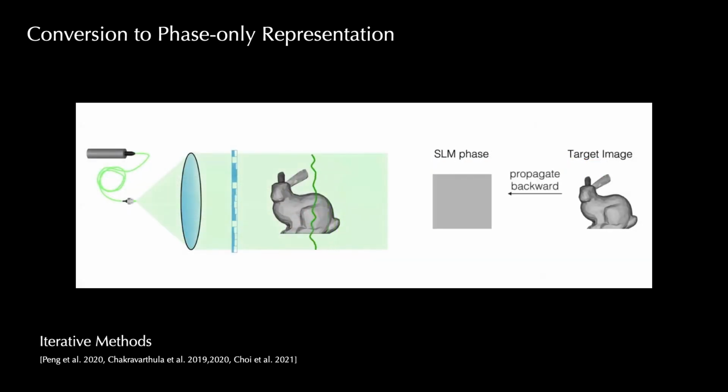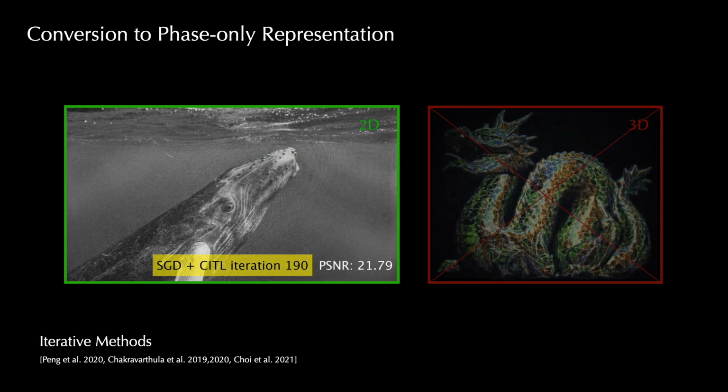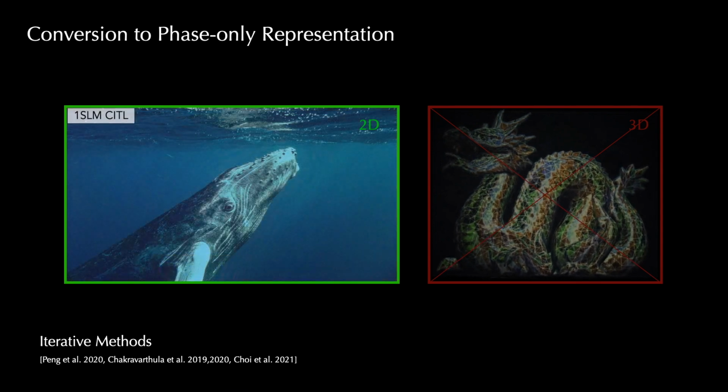One line of methods propagate the wave field iteratively between the target image and the hologram plane to update the phase pattern. These methods are typically time-consuming but produce great results for 2D images. However, no compelling results have been demonstrated for continuous 3D scenes.